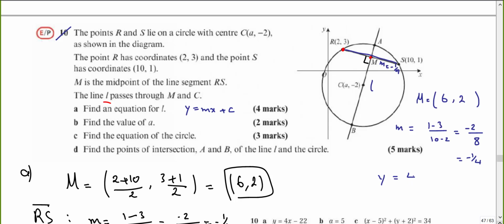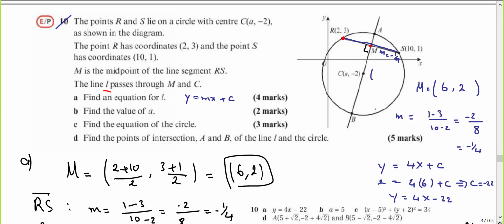So it will be y equal 4x plus c. Use the point. C will be negative 22. So the equation will be y equal 4x minus 22.